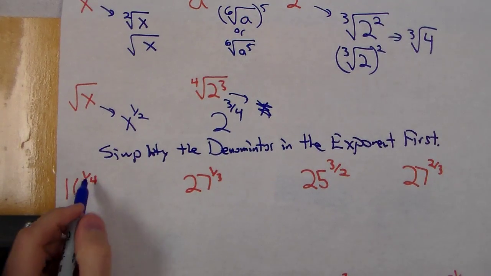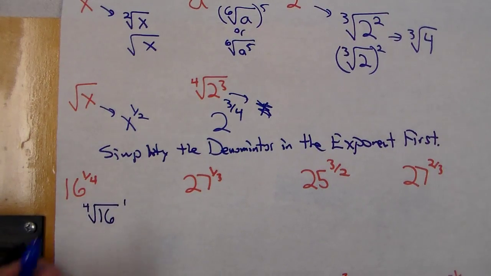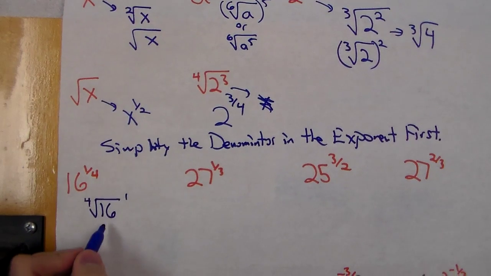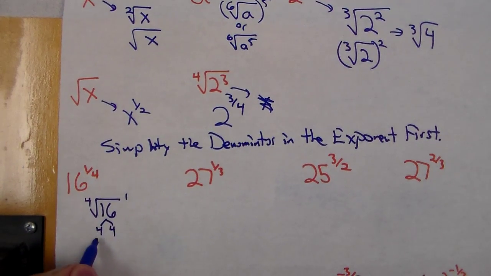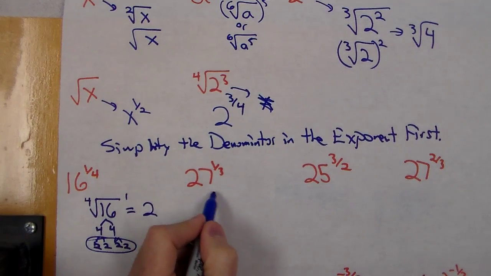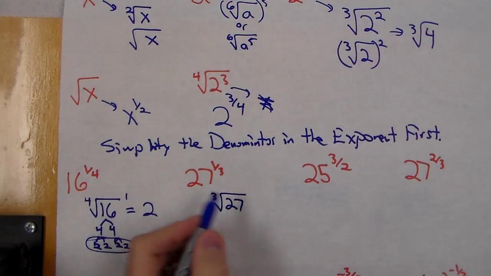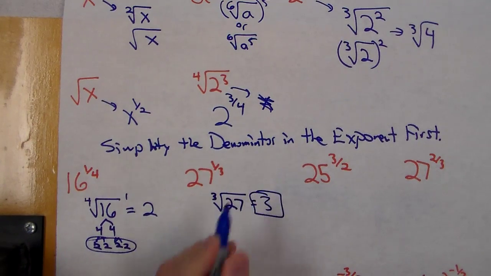So like 16 to the 1/4, I'm going to focus on the 4. That is the 4th root of 16, and technically I should put a 1 there, but it's not going to matter. 4th root of 16 is saying, how do I get a set of 4 in 16? And 2 times 2 times 2 times 2, there's your set of 4, so your answer is 2. 27 to the 1/3. I'm looking for the 3rd root of 27. 3 times 3 times 3 is 27, so my answer is 3.